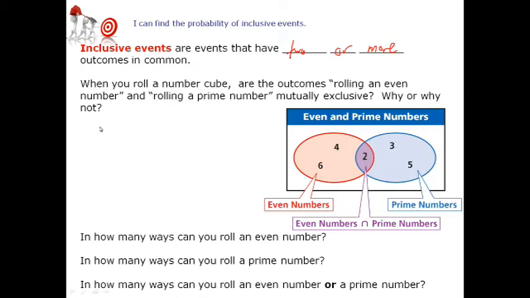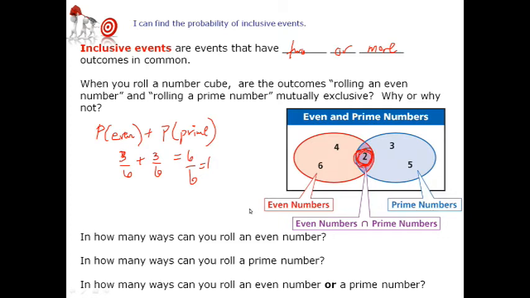Now let's see what happens if we add those two probabilities together. I have the probability of even plus the probability of prime. Now you can see that the probability of being even is 3 out of 6. I'm going to add that to the probability of 3 out of 6. That gives us 6 out of 6, which is 1. But what happened here? Look here, I counted the 2 twice. So I have to subtract one of the 2's that I counted.